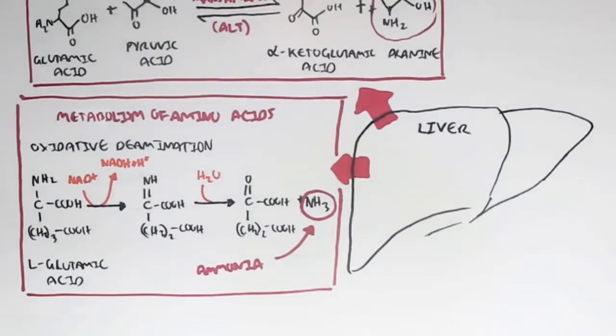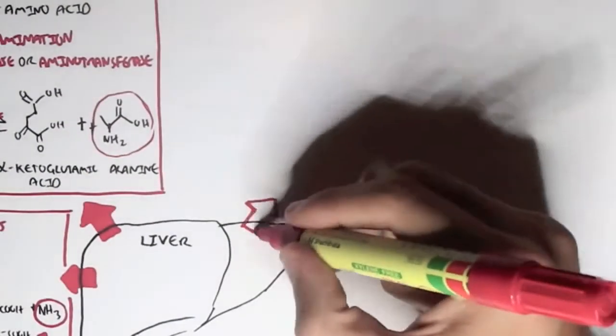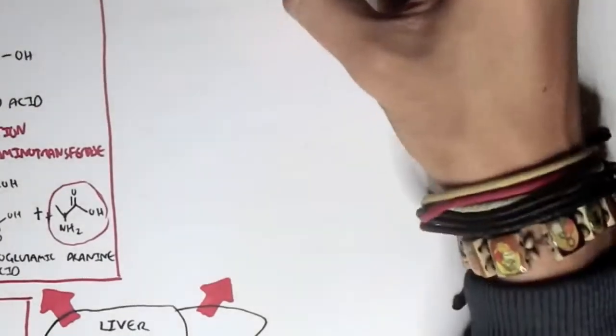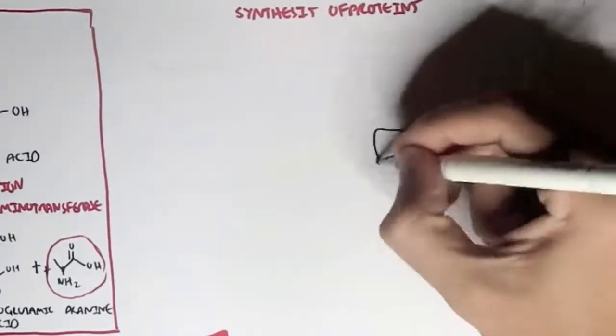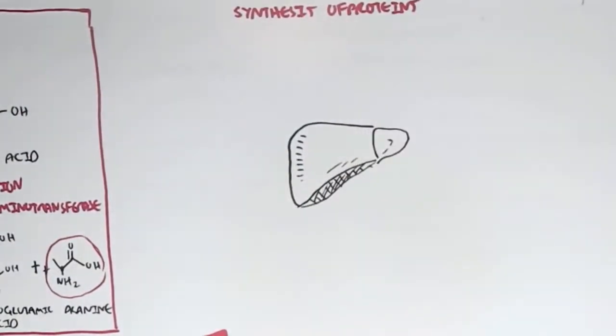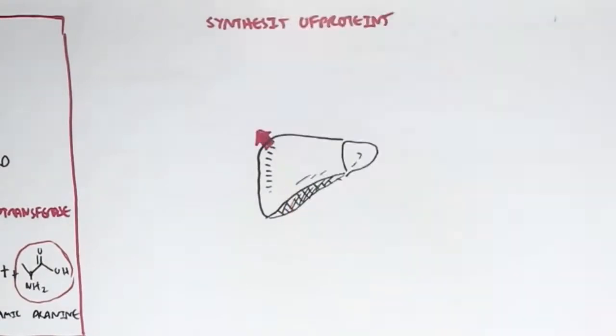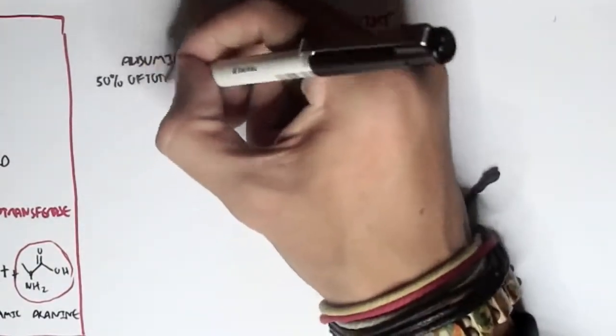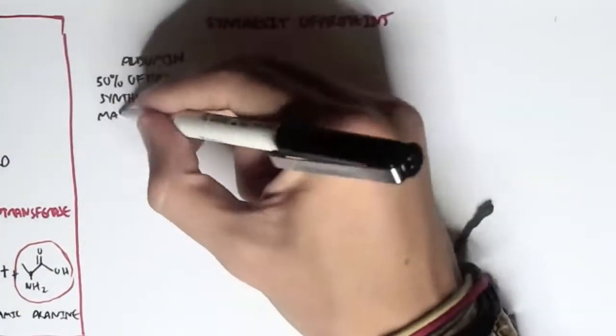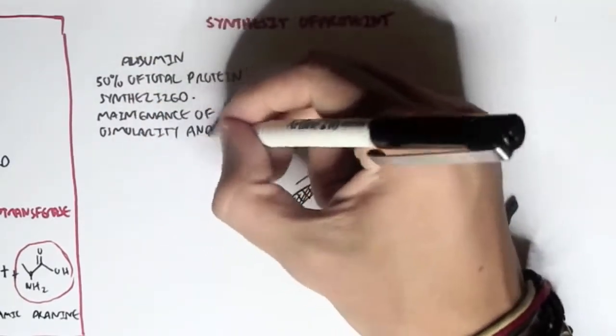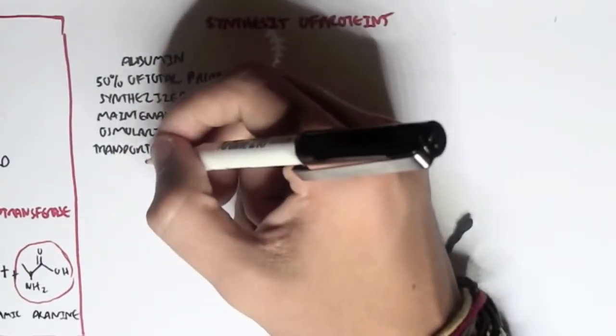But first, another function the liver possesses is that it can synthesize proteins. It can synthesize many proteins. One of the most important proteins is albumin. Actually, 50% of the total protein the liver synthesizes is albumin. Albumin helps in maintaining the osmolarity and also the transportation of various hormones.